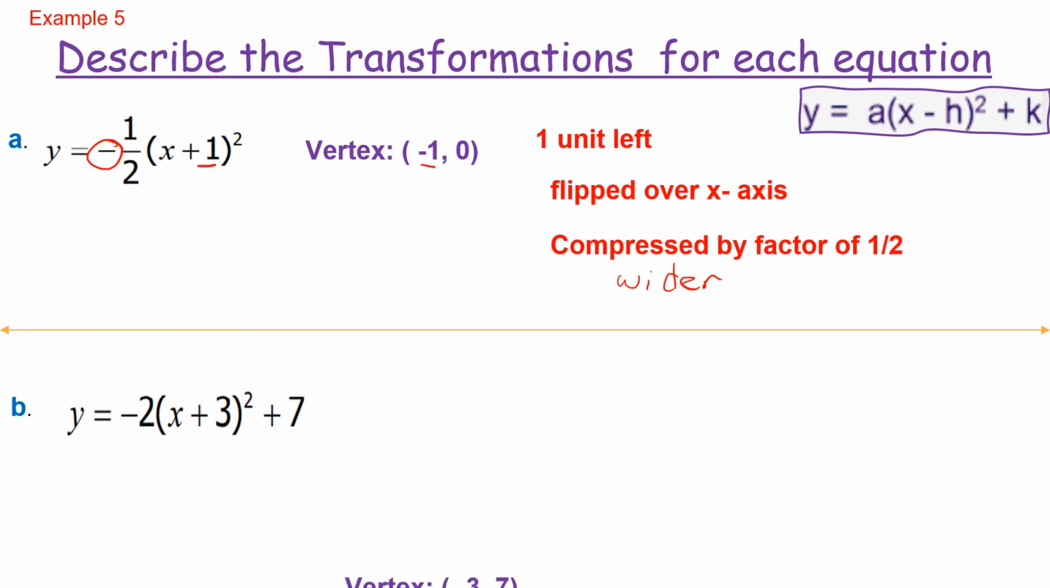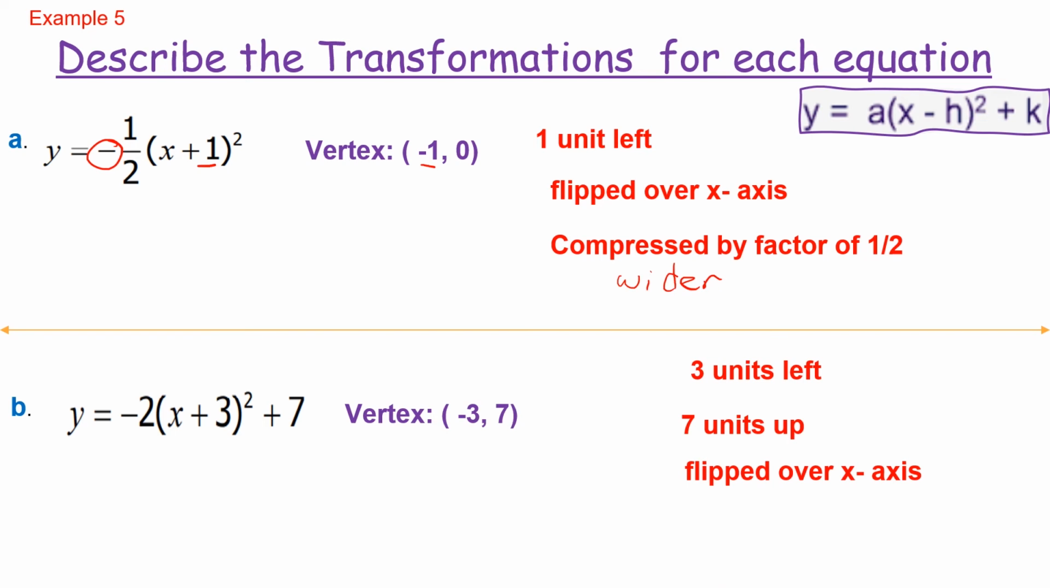Let's look at b. Our vertex is (-3, 7), so that graph is shifted 3 units to the left, 7 units up, flipped over the x-axis once again because we have this minus. And it's also vertically stretched by a factor of 2, so that graph is narrower than the parent function.